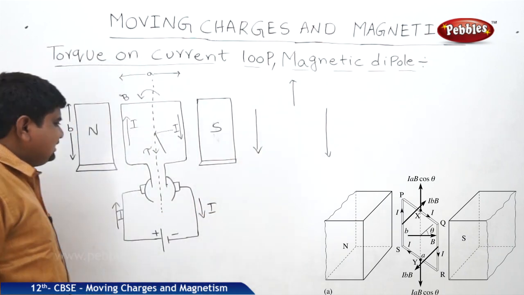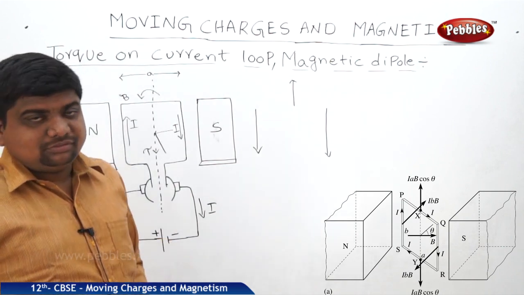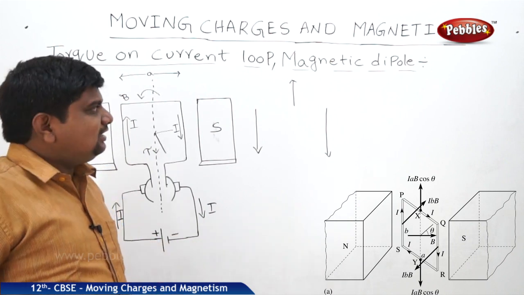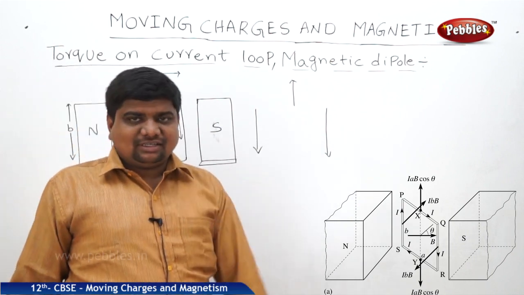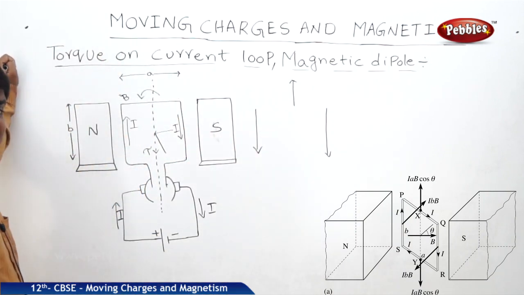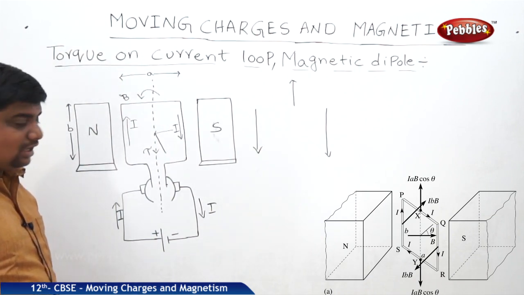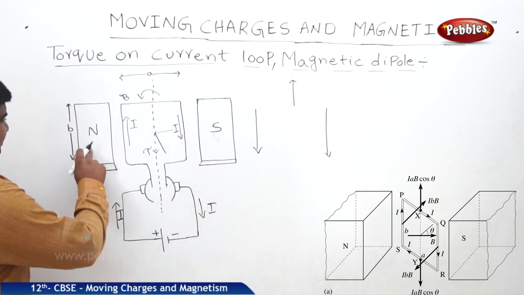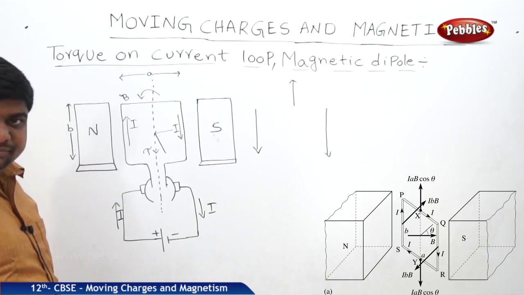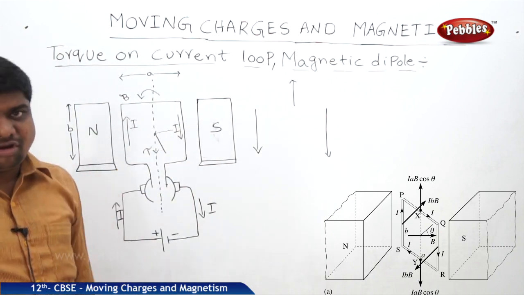So if this is the case, now we are going to see the torque on a current loop and magnetic dipole. Dipole means two opposite charges separated by a finite distance. Magnetic dipole means two magnetic fields or two magnetic poles are separated by a finite distance. To understand this concept, let us have a diagram which is similar to the electric motor or AC generator. These N and S are north and south poles of a strong magnet.